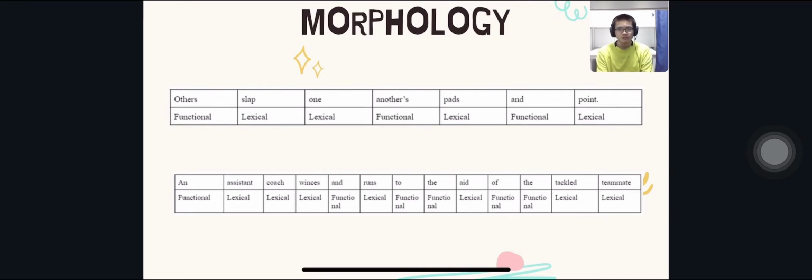So for examples like the word and, so and is considered as a conjunction. So it is considered as a functional morpheme, as we can see in the first sentence. We have the word and, it is considered as a functional morpheme because it is a conjunction. And we can also see in the second sentence, the word and, which is the start of the sentence, and, an. So and is considered as an article. So it is also a functional morpheme.